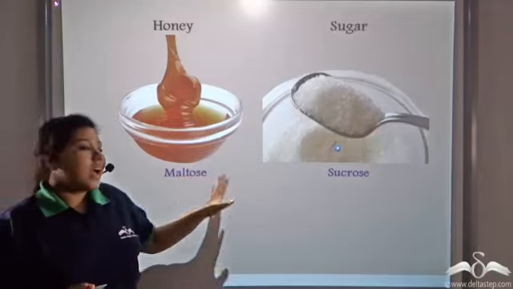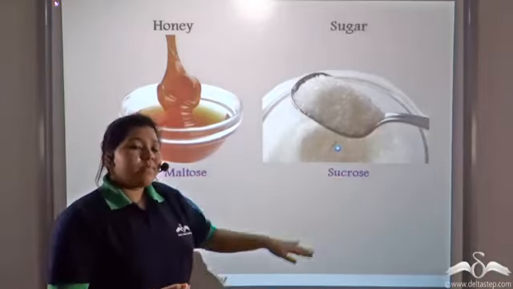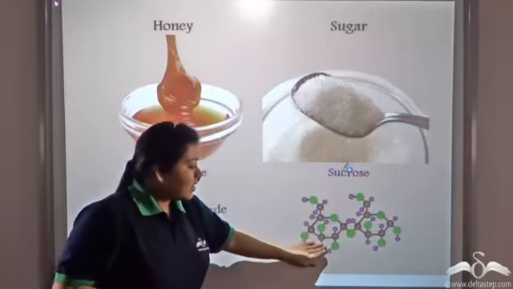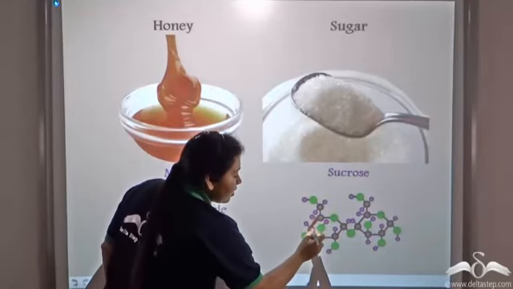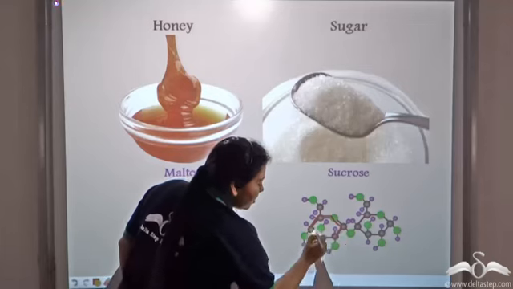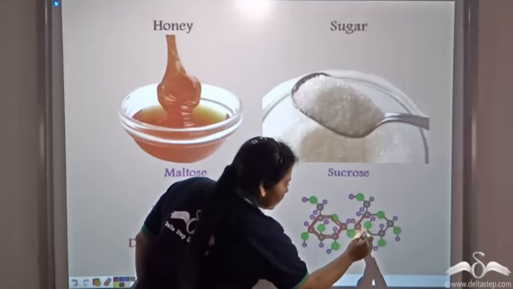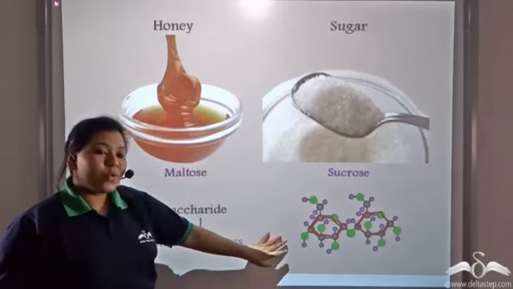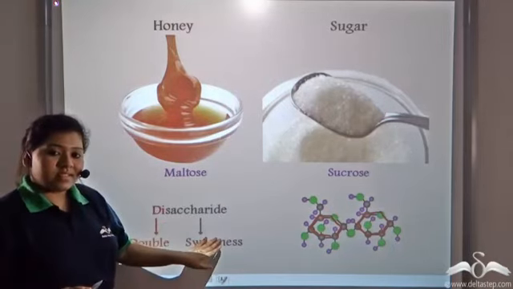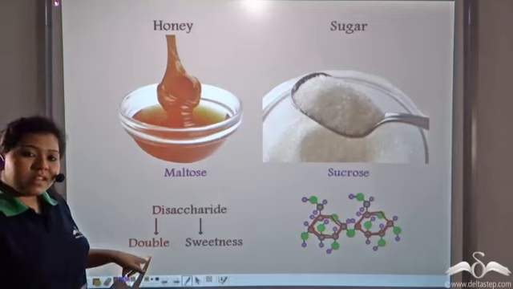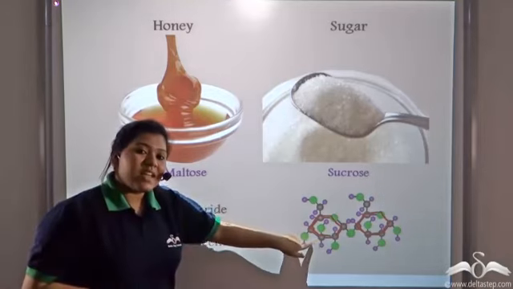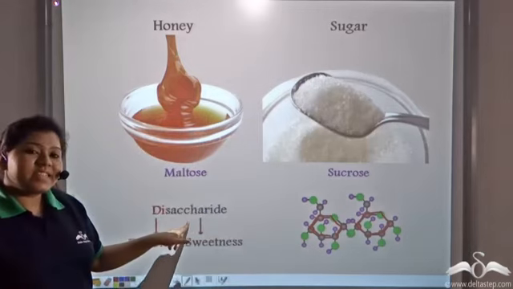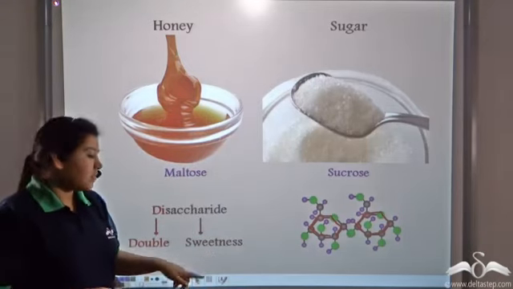Now maltose and sucrose, both of them have a chemical structure like this. See, there are 2 ring formations in the structure of both maltose and sucrose, and hence they are known as the disaccharides. Di means double, as in the double ring formation in the structure of maltose and sucrose, and saccharide means sweetness.